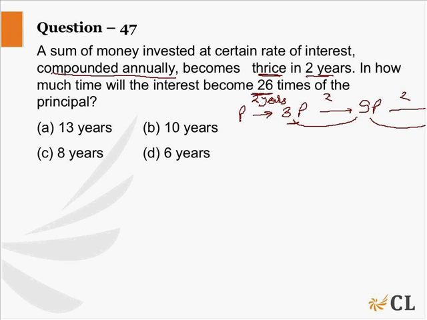And that is what is being asked. If interest is 26P, amount is nothing but 26P plus P, which is 27P only, which I need to find. So the total answer is 2 plus 2 plus 2, that is 6 years.